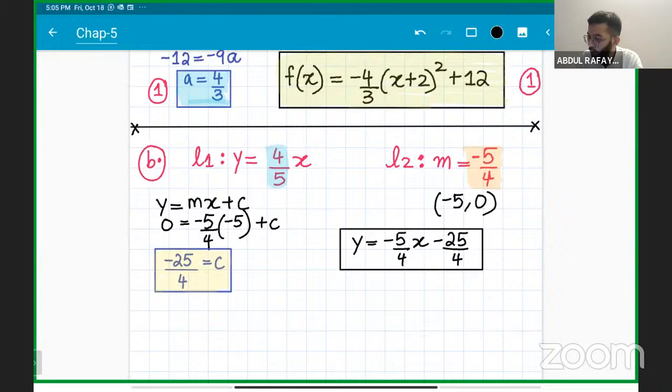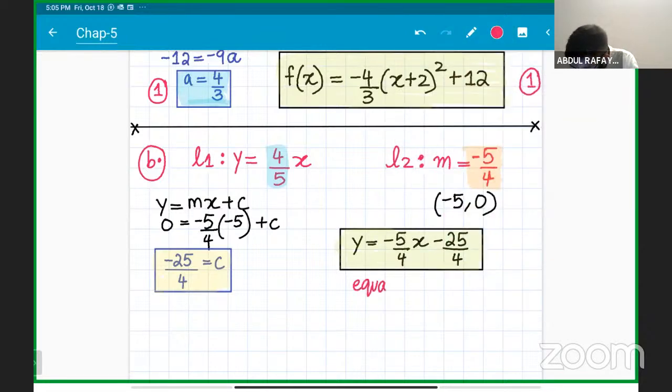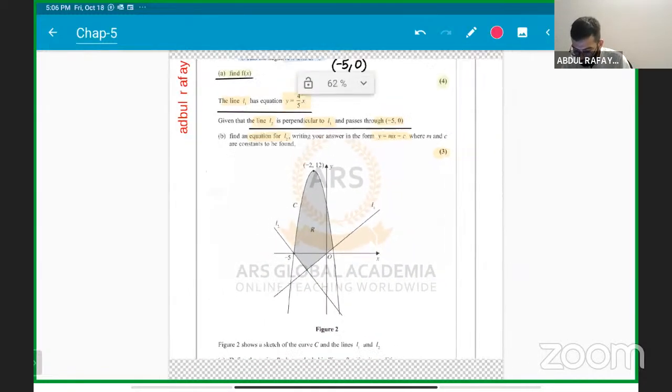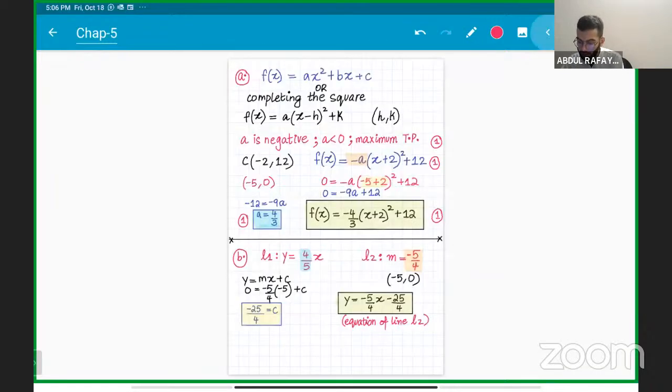Again, the same procedure. 1 mark for the gradient, 1 mark for the y-intercept, that is the c value, and 1 mark for the equation of the line. 1 mark for the equation of the line, that is line number 2. People got it? Part B is also done, students. We have completed part B as well.